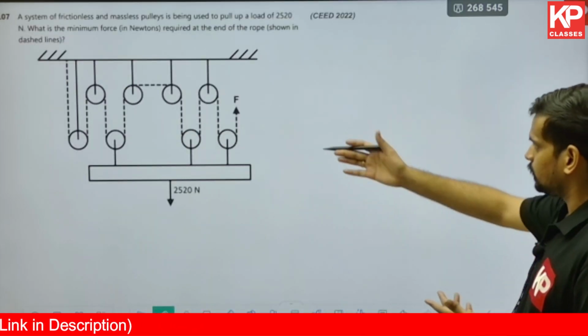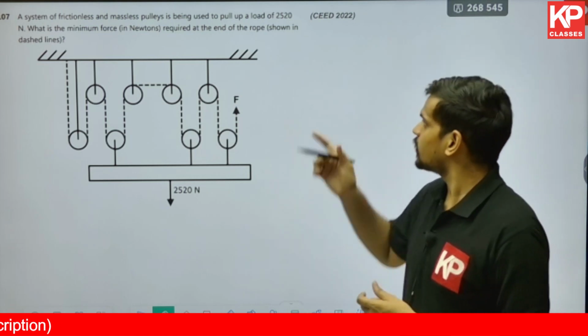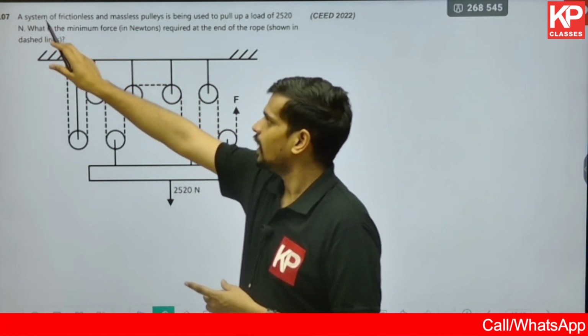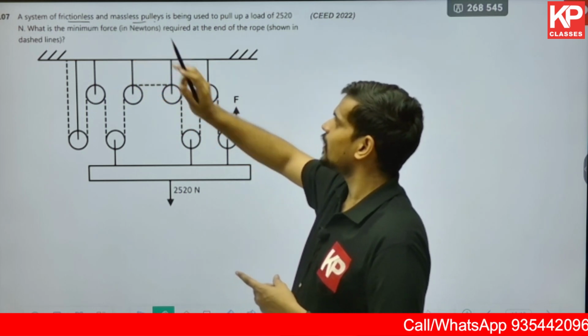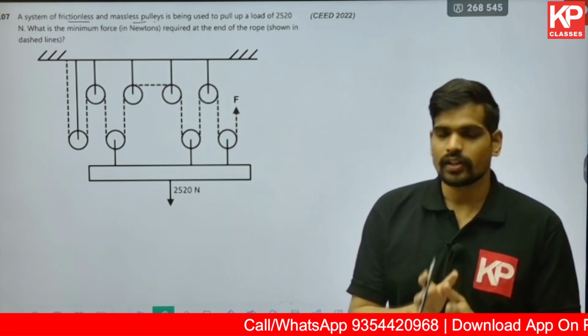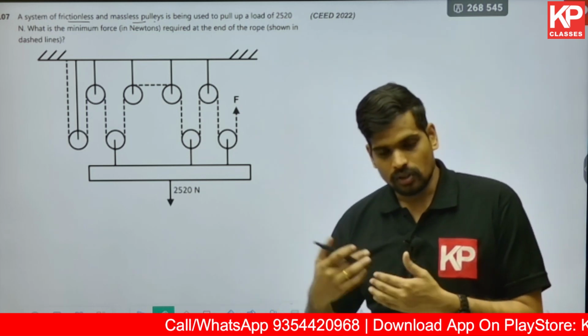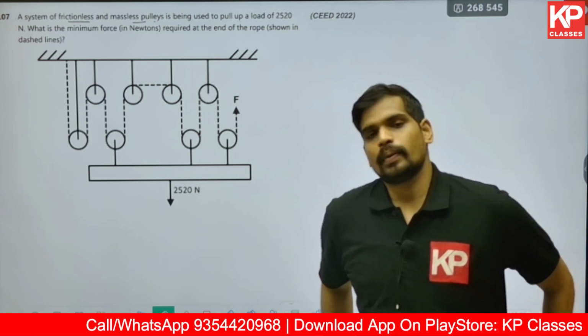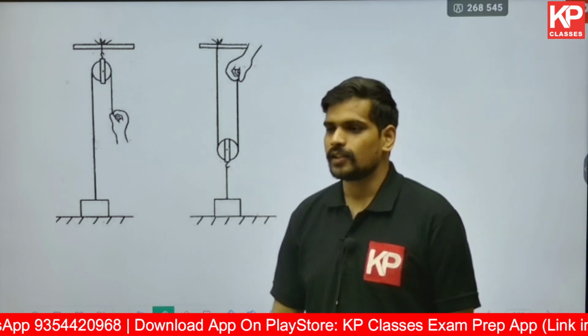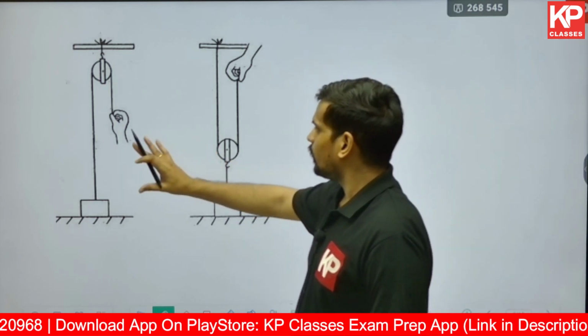For example, if you look at this question, this is a past CEED question from the year 2022. The first sentence itself says a system of frictionless and massless pulleys. They are asking us to neglect the moment of inertia and also neglect the friction of the rope, because if those come into the picture, it would become a question of physics and not logical reasoning. So anyways, coming back to the pulleys over here, we have two types.